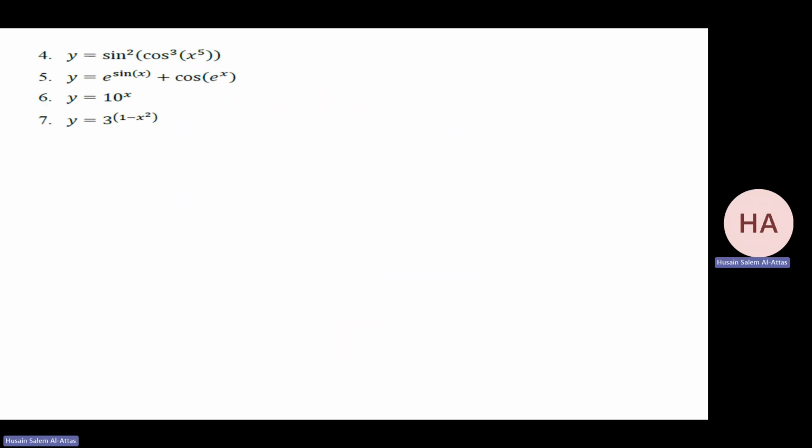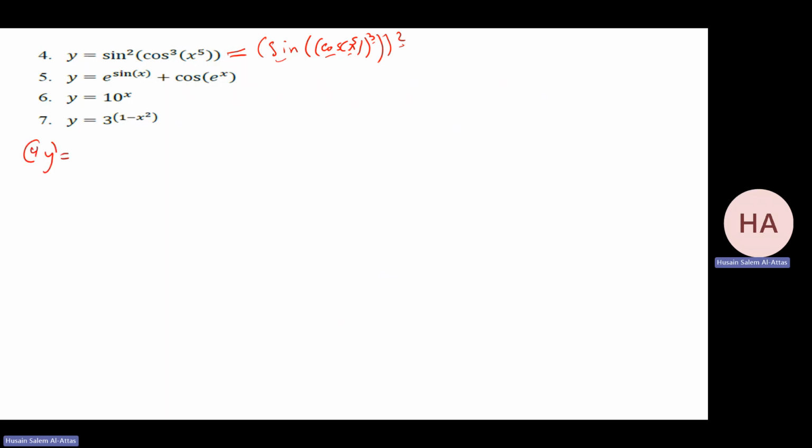Now the next one, what is this? If you notice it, it is sine squared, sine cubed, cosine, x to the power 5. We have 5 things: square, then sine, then cube, then cosine, then x to the power 5. Okay, let me do it.